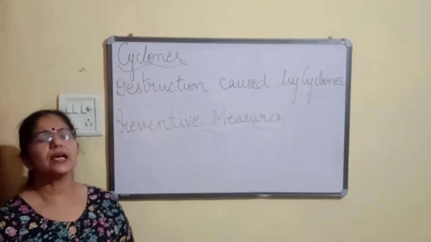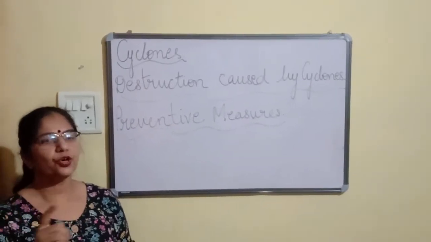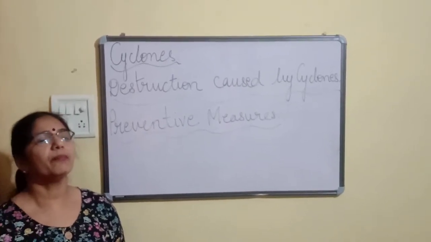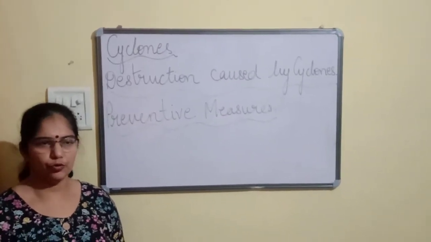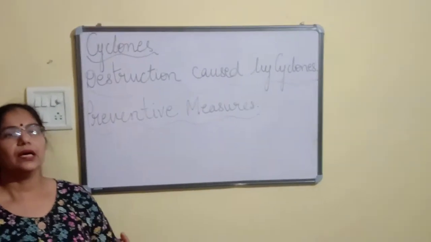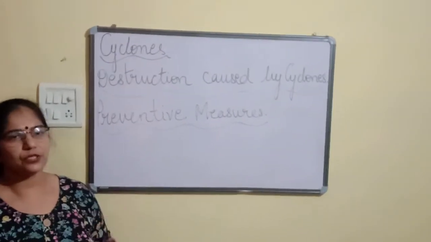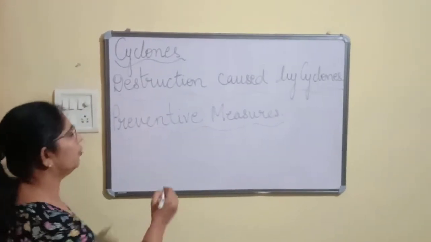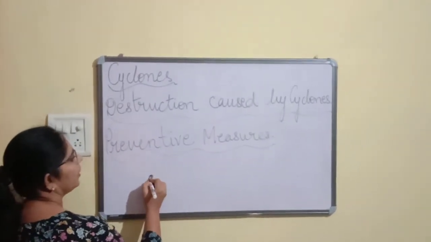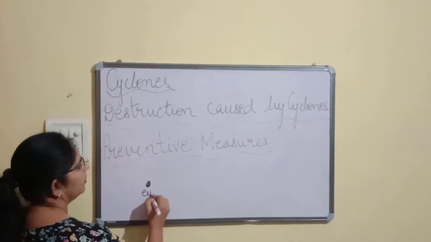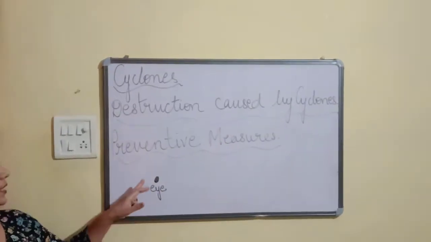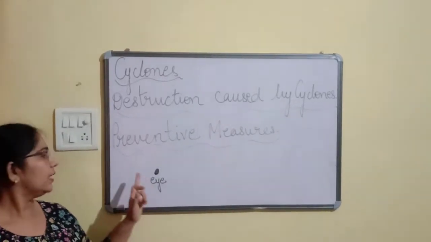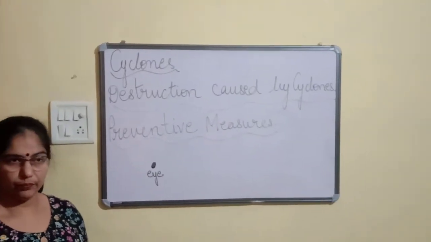Basically, children, a cyclone is a movement of air in the atmosphere at a height of about 10 to 15 kilometers. It is an area of intense low pressure. The center of this low pressure area is called the eye of the cyclone.